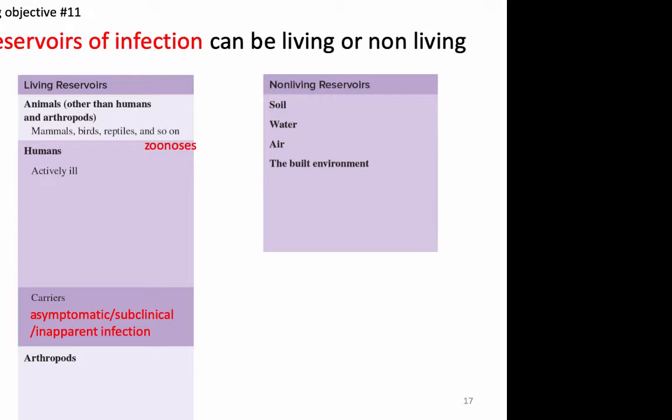Reservoirs of infection can also be non-living, so we see lots of microorganisms living in the soil, the water, the air, or the built environment, meaning any structure that was built by humans. So one example would be the air ducts in a building. They can harbor microorganisms that would then blow when the air conditioner comes on, and these then can find hosts in humans.